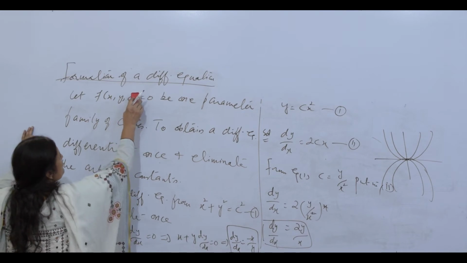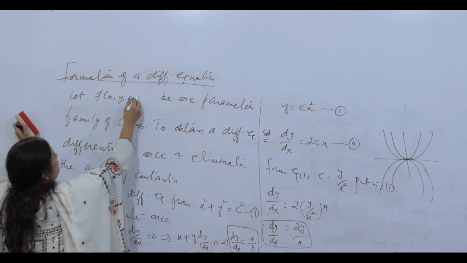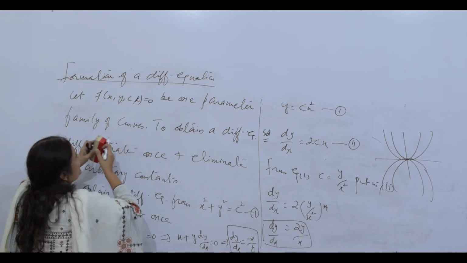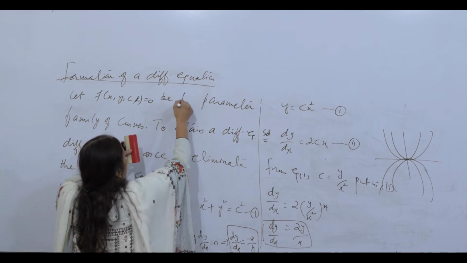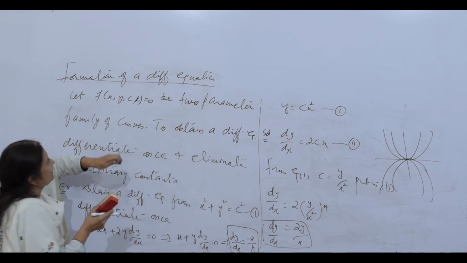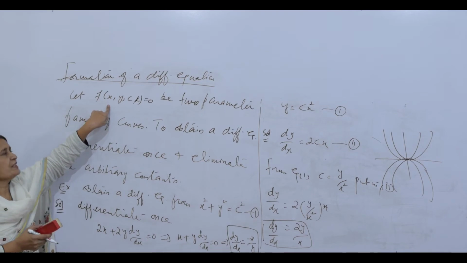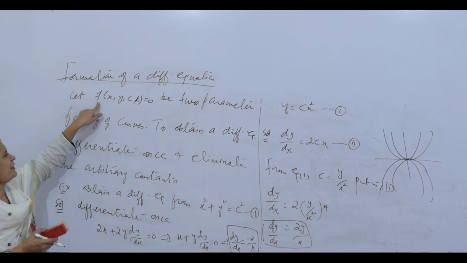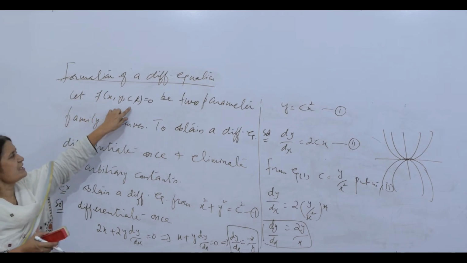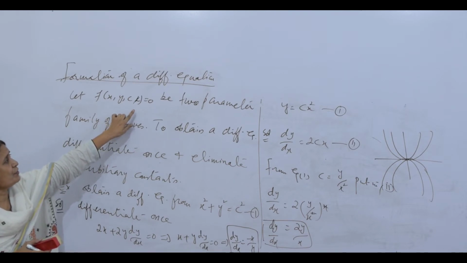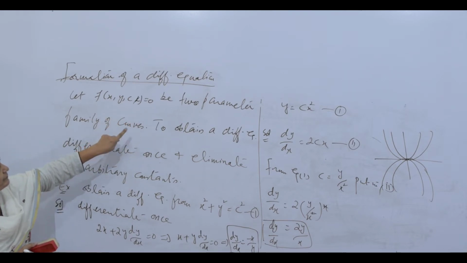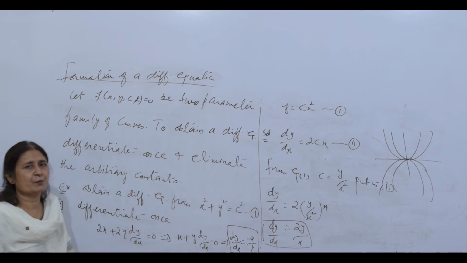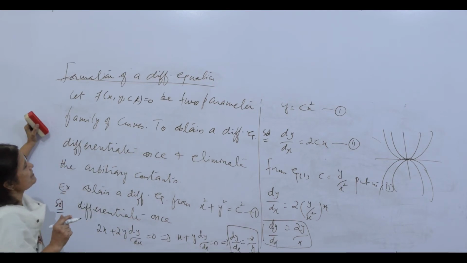Let f(x, y, c, k) equal to 0 be a family of curves with two parameters, like an ellipse or a hyperbola. Something like a two parameter family of curves.